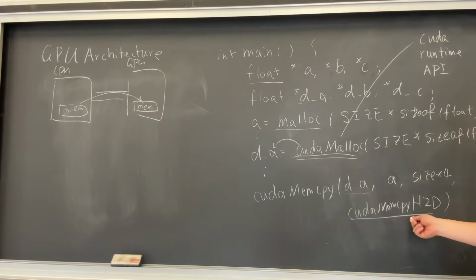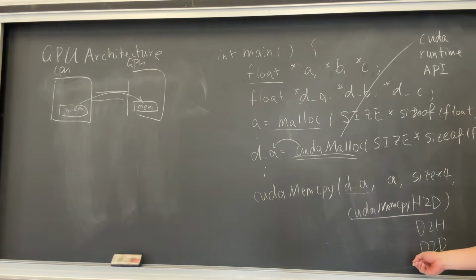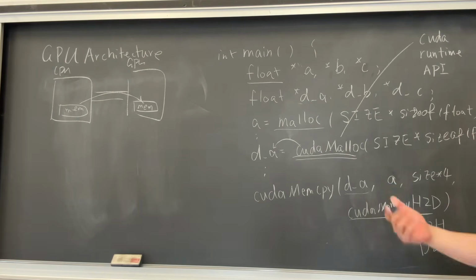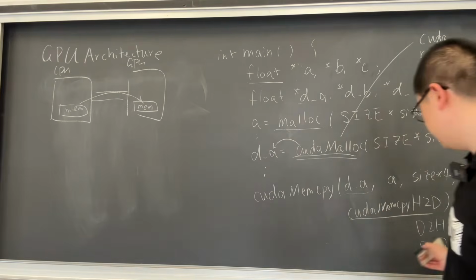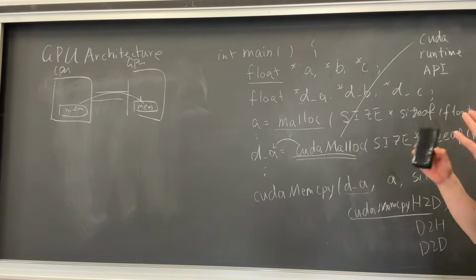Then there are two other directions, right? There's a device to host and there's a device to device. I don't think you will need host to host. For host to host, you can use the regular C standard library memory copy. So the basic CUDA part provides these three directions.